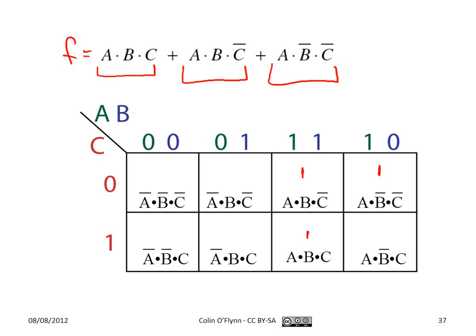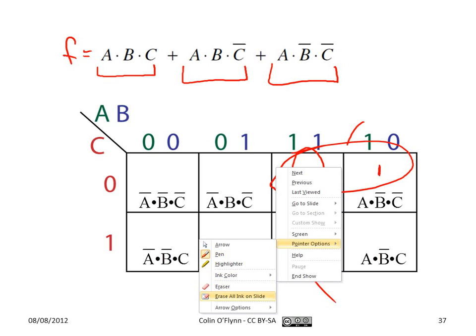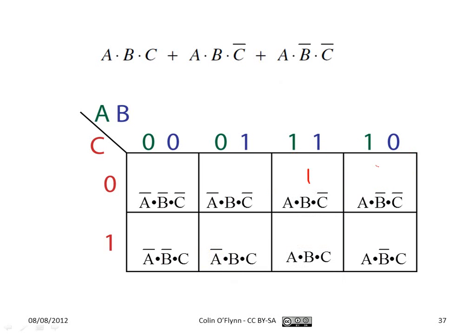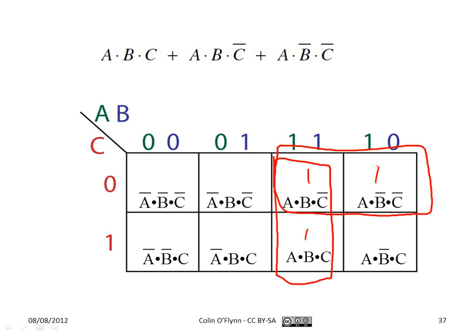So we can see that it's quite straightforward to do, and then you can just make your groups. Sorry, I drew over all the lines, so you can't really see, there you go. So there's a group there and a group there. This top group becomes A and C complement, and this bottom becomes A and B. And that's your simplified function. It's just F equals A and C complement plus A and B.